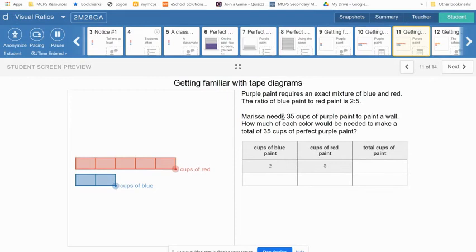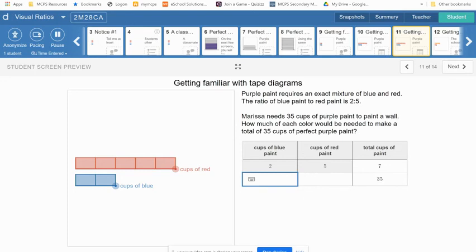Okay, Marissa needs 35 cups of purple paint to paint a wall. How much of each color would be needed to make a total of 35 cups of perfect purple paint? Okay, so I'm going to put 35 here because they're saying total, right? To make the purple, we want 35 total cups. Based on the previous slide, we put 7 in that column because 2 plus 5 is 7. So we have to think of a number. These two numbers, when added together, will make 35. But we can't just pick anything we want to pick. We have to make it work.